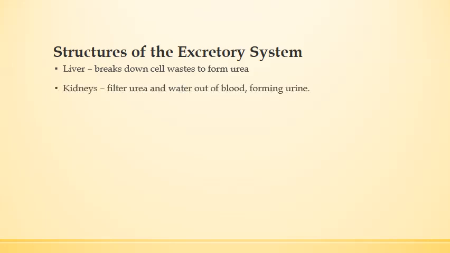On the right, let's take a look at the structures of the excretory system. The liver is responsible for, among lots of other jobs, breaking down cellular wastes into a substance called urea. Urea is put back into the blood to be transported to other structures. The primary structures filtering out most of the urea are the kidneys. When the urea is filtered out of the blood with some water, the kidneys form urine.